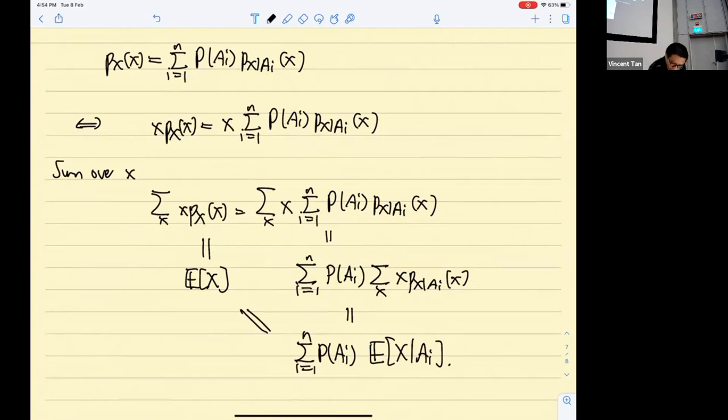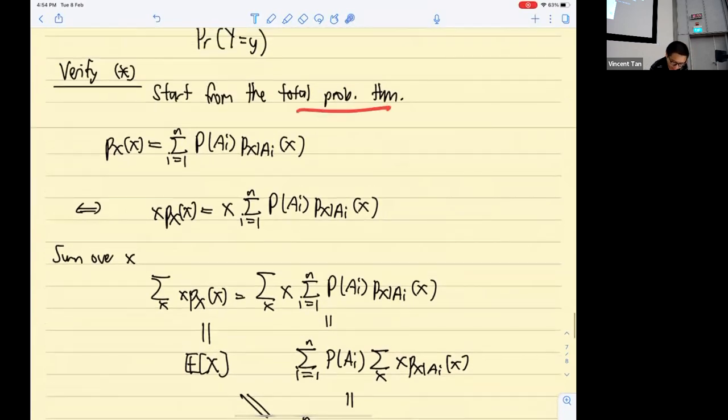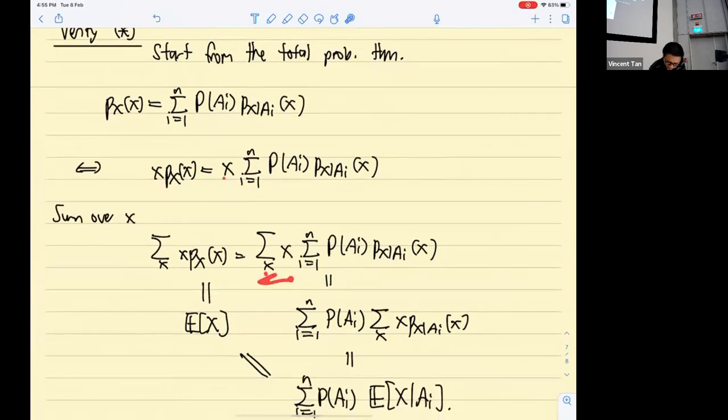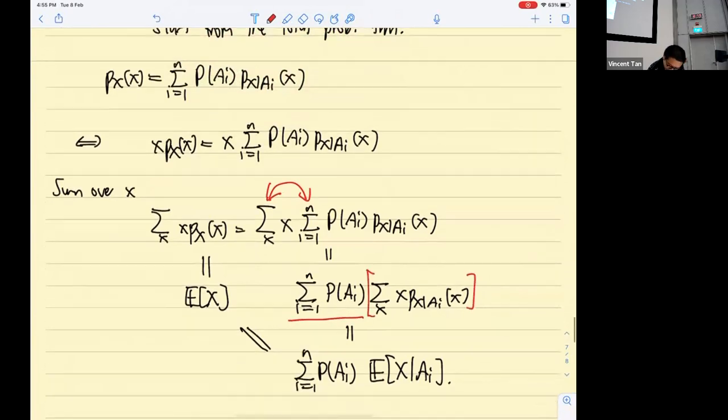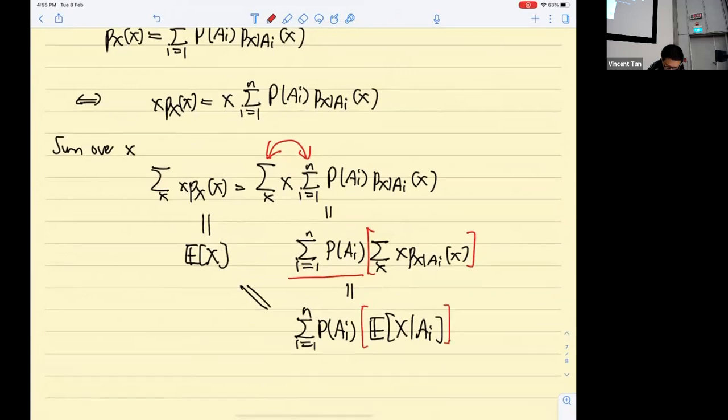As you can see here, all we have done is start from the regular total probability theorem, which is this. We multiplied both sides by x, and we summed over all values of x. On the left-hand side, if you sum over all values of x, you get the regular expectation. Then you swap the sums here, you are allowed to do that. And then the P(A_i) comes outside. But this part here is exactly equal to this part here, which is the conditional expectation of X given event A_i.